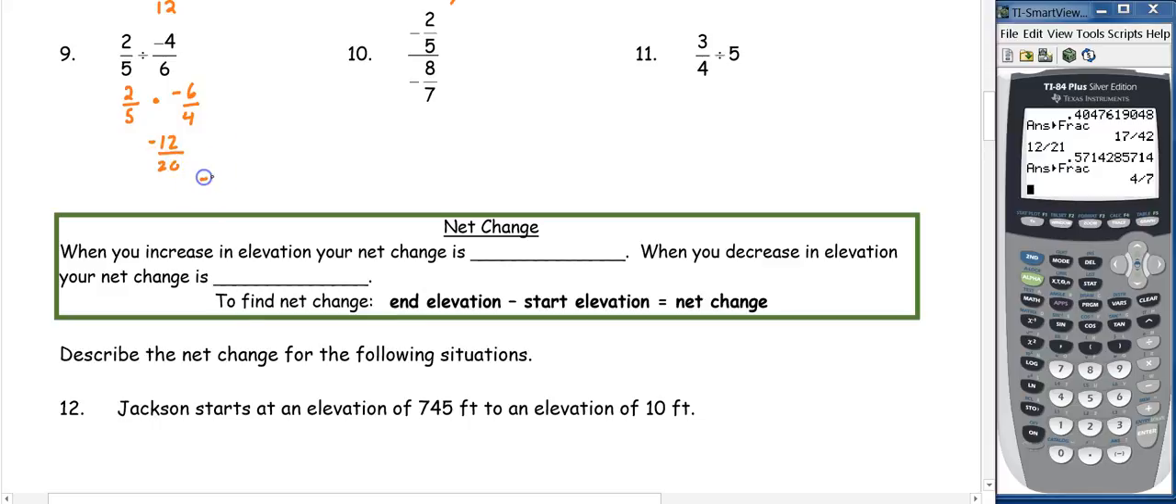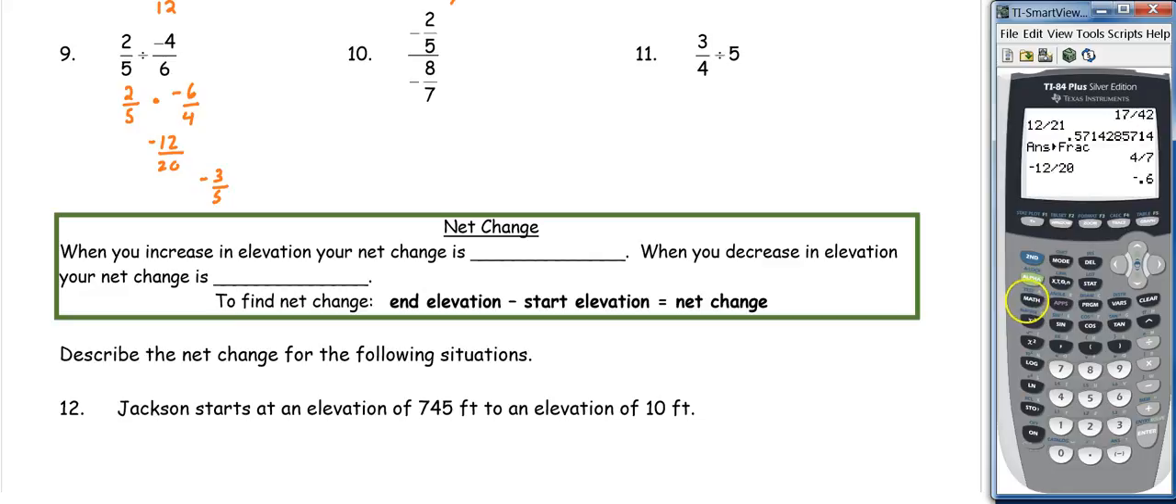Now I can multiply across -12/20. And I know that that reduces to -3/5 because I can take a 4 out of both numbers. Or I can just double check on my calculator. Type in the fraction, math, enter, enter. And I have -3/5.